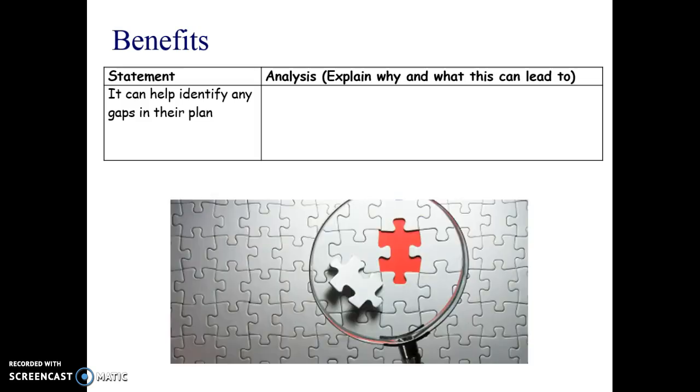It can also help identify any gaps in the plan. It's going to be setting out all of these areas. It's forcing the entrepreneur to think about marketing and operations and the money aspects of it, and human resources. Do we have enough people with the right skills? So there might be, because they're going through this logical process, there might be a gap there that they can then deal with ahead of time.